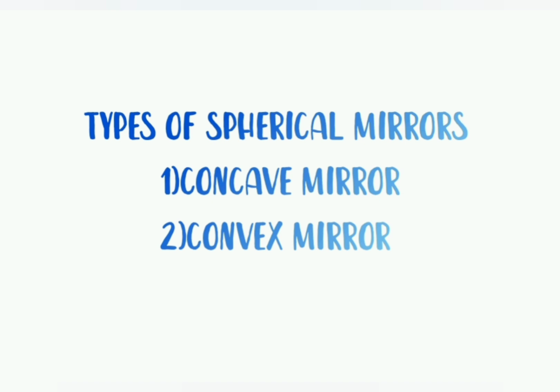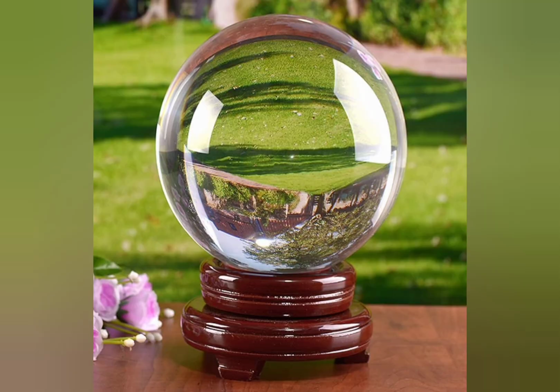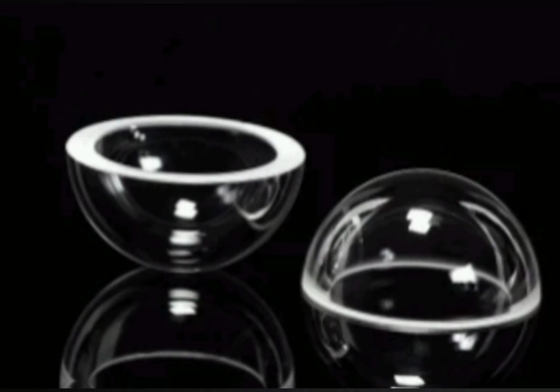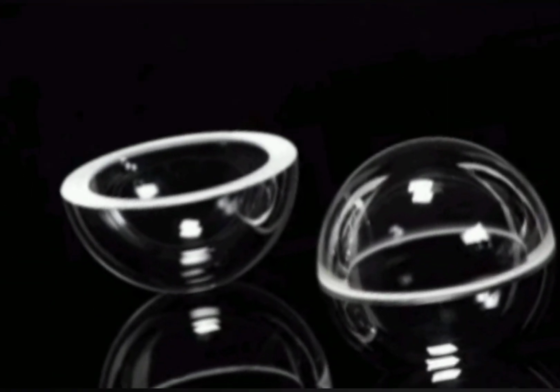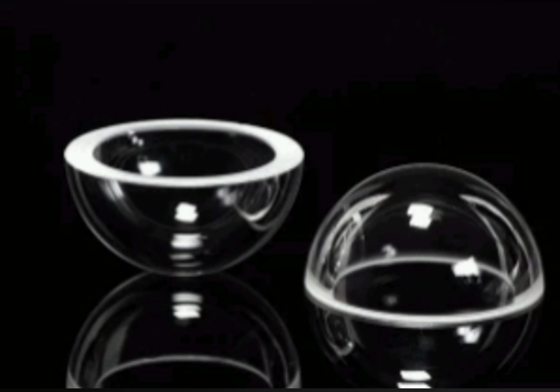Let me take a simple example to explain concave mirror and convex mirror. You know about a glass ball, right? Just imagine you have a spherical, transparent glass ball. If you cut this ball into two equal parts, what will you get? You'll get two curved surfaces, right? So now let's take one of these parts. If you paint the outer side of the surface, the inner side becomes the reflecting surface.